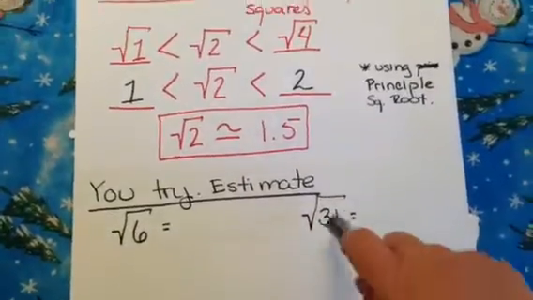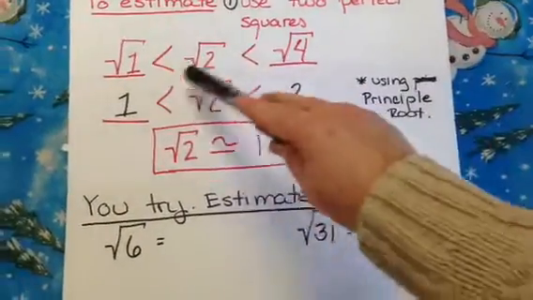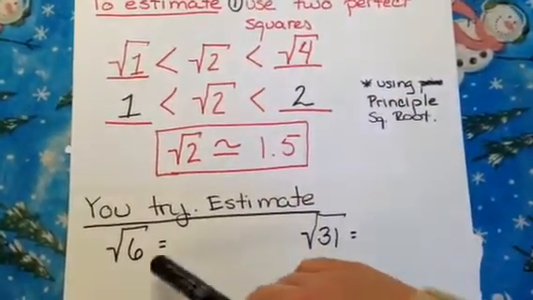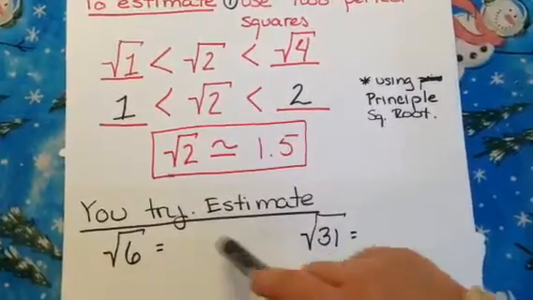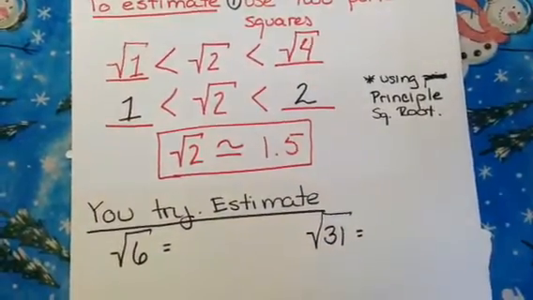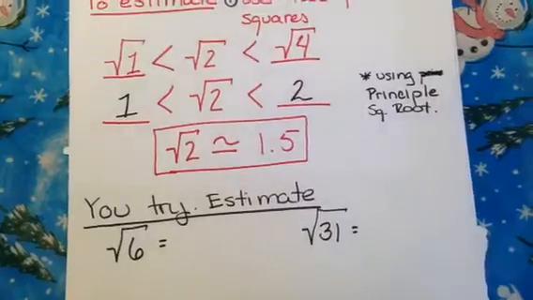Now you try. Use the same method, find two perfect squares, and find an estimate of square root of 6, and also find an estimate of the square root of 31. Pause the video and give that a try.